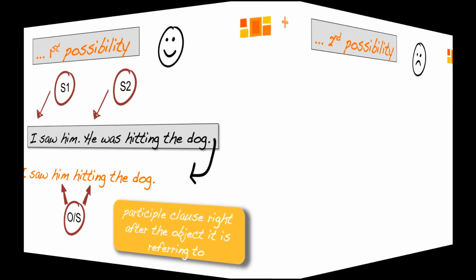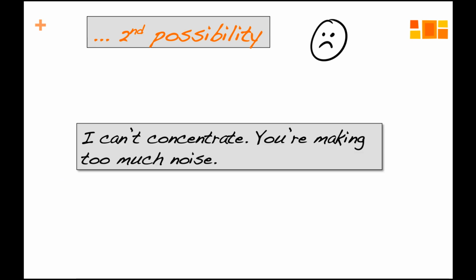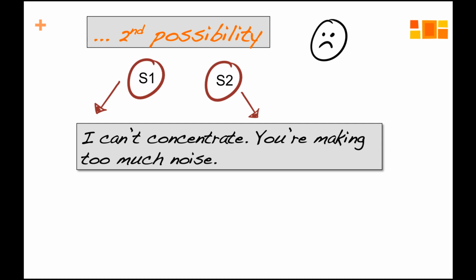Okay, now that's the easy possibility, and unfortunately the second one is a bit more complicated. I wouldn't say it's outright dangerous, but I know that it drives my students crazy. Again, let's start with the two sentences. I can't concentrate. You're making too much noise. When you look at the grammar, there isn't any connection between the two sentences anymore, because there is no object. You're not referring to anything here. And again, you have two different subjects. I guess that's pretty obvious.